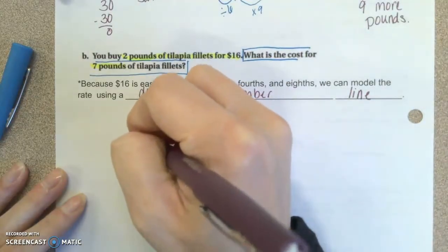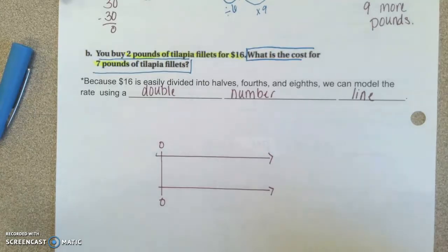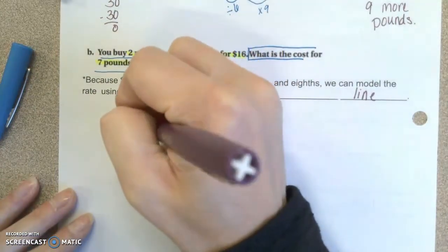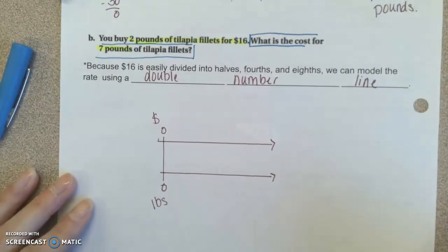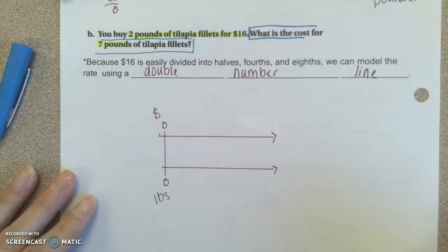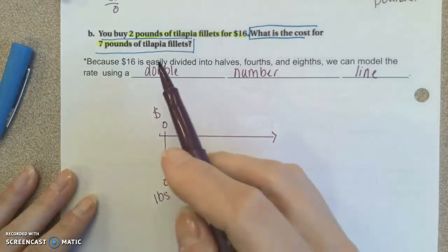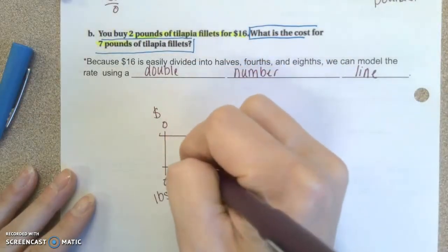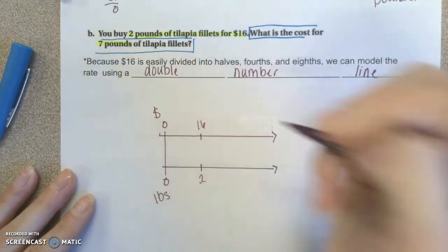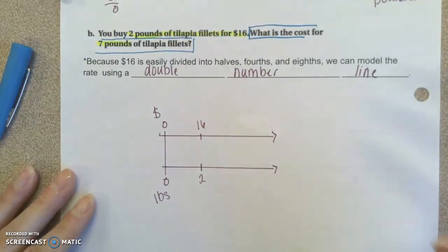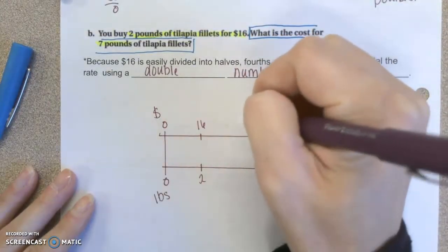We're going to say 0, 0 to start because if I buy 0 pounds, it's $0. If I spend $0, I'm going to get 0 pounds. So then let's fill in what we know. 2 pounds of tilapia is $16. And what we're trying to get to is 7 pounds.